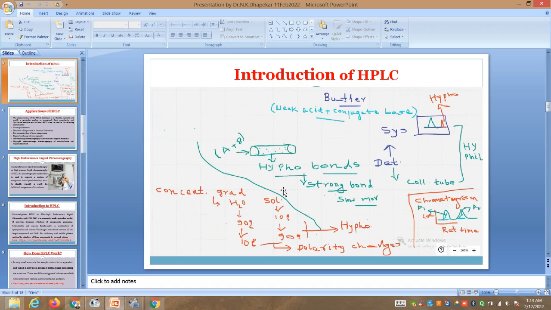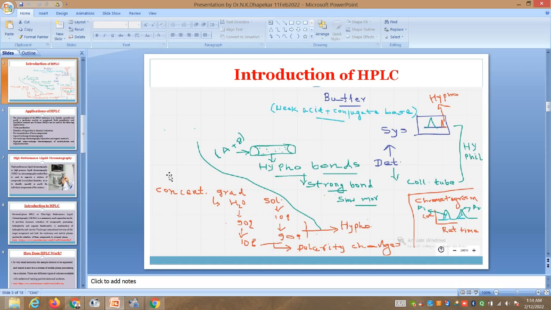So, see here. These graphs are known as chromatograms, and retention time is plotted as abscissa and concentration on the y-axis. The graphs which we are getting here, if we calculate the area, we get the quantity of that compound.